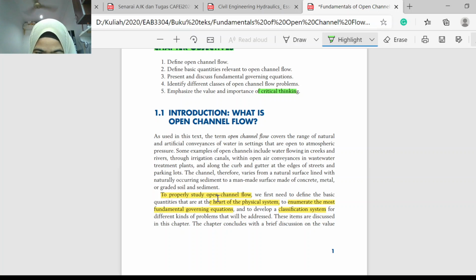Okay, to properly study open channel flow, this is the yellow one I read. To properly study open channel flow, we need first to define the basic quantities that are at the heart of the physical system, to enumerate the most fundamental governing equations, and to develop a classification system for different kinds of problems that will be addressed. Okay, these items are discussed in this chapter.